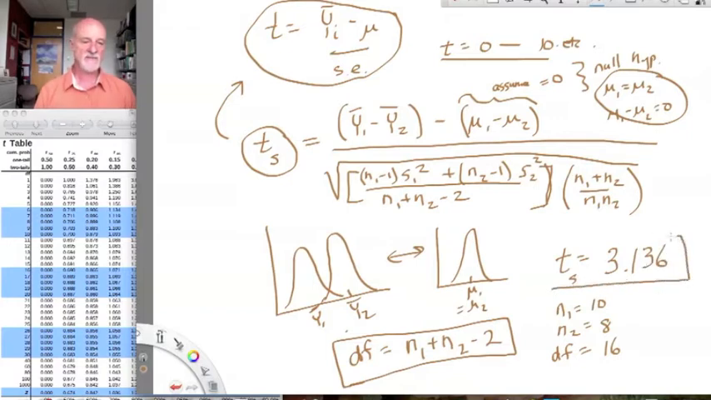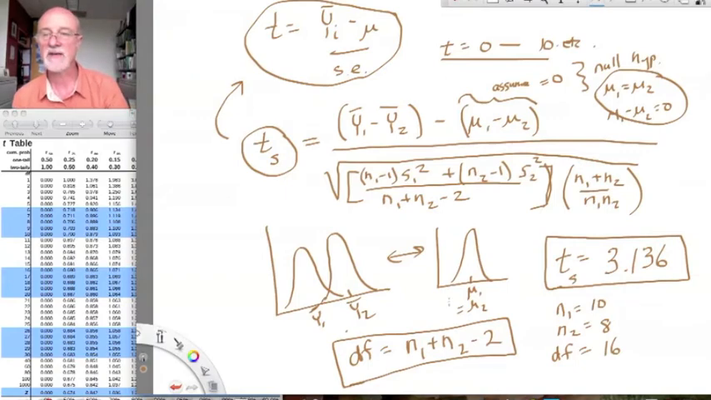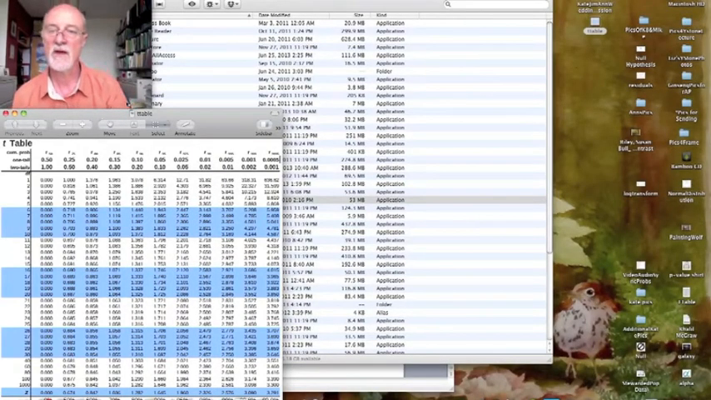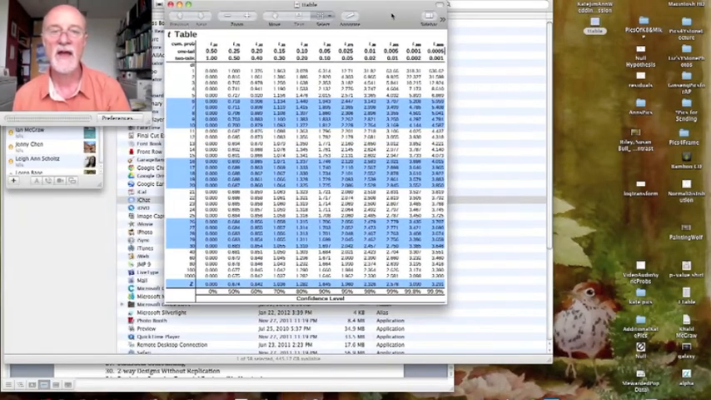What do I do with that? How do I know whether my means are significantly different? Well, I need a t-table. So I brought up a t-table here. Let's see if I can show it to you. Okay, so we have a t-table, and so what did I say it was? 3.1.